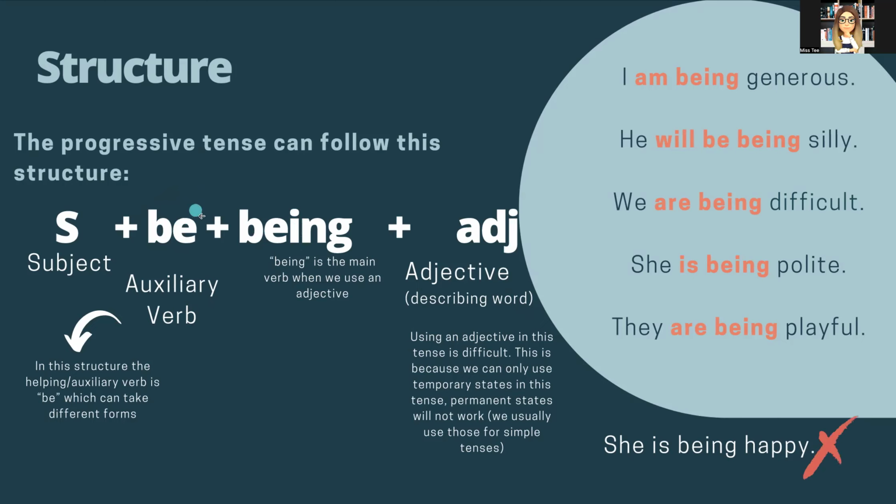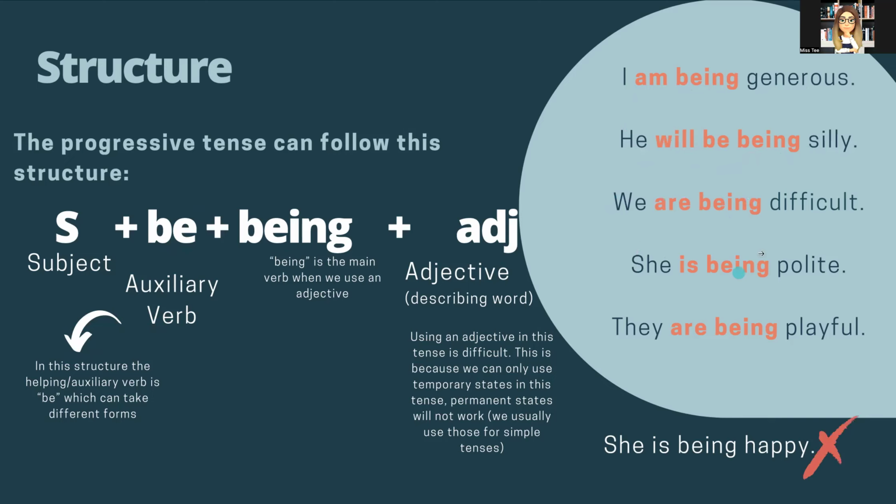And it doesn't sound that weird because remember, be takes different forms. So be will take the form of is, am, are, was, were, will be, things like that. So usually it sounds okay. For will be being, it sounds a little bit funny, but it's still grammatically correct. Let's look at some examples. I am being generous. He will be being silly. We are being difficult.